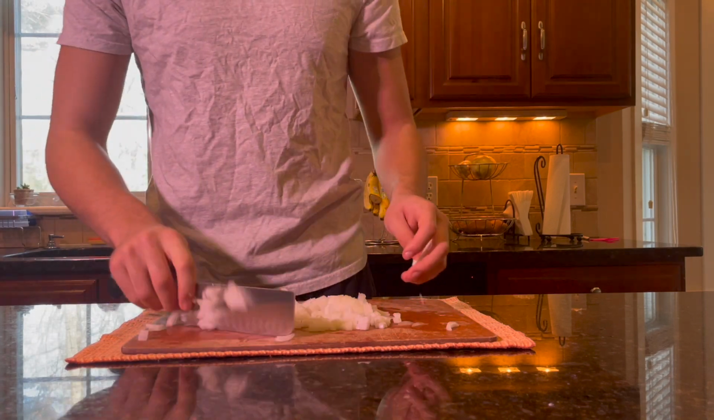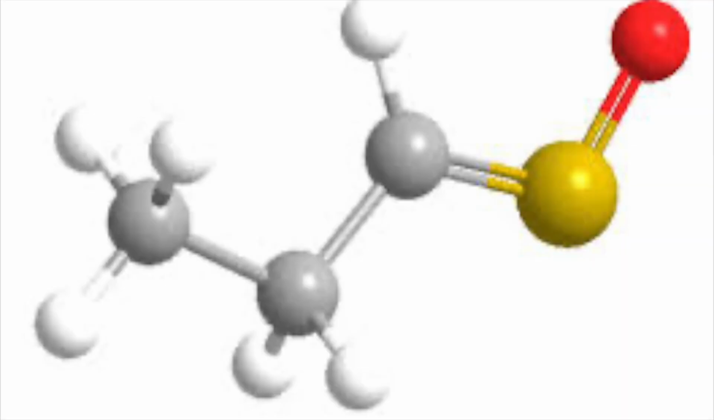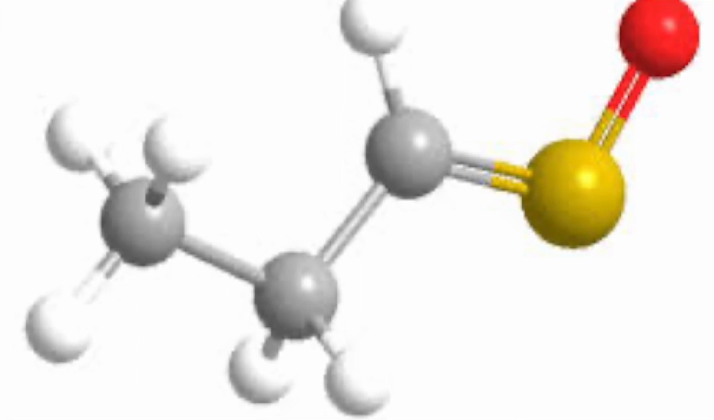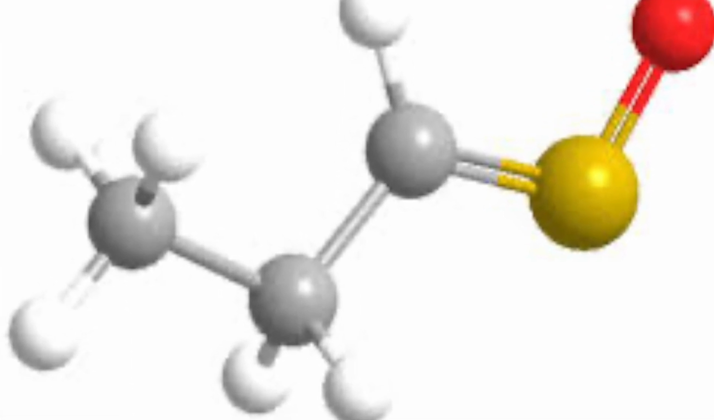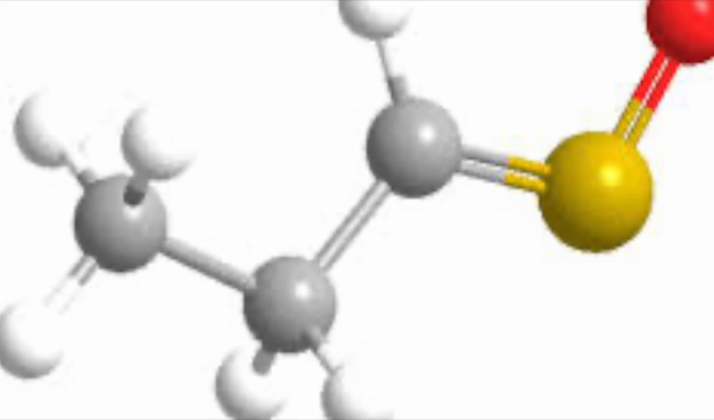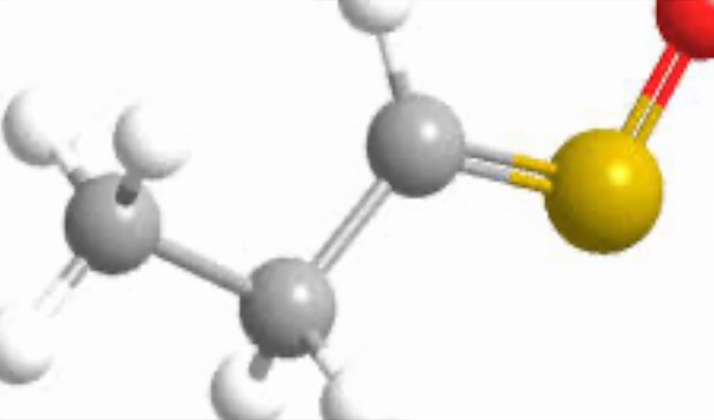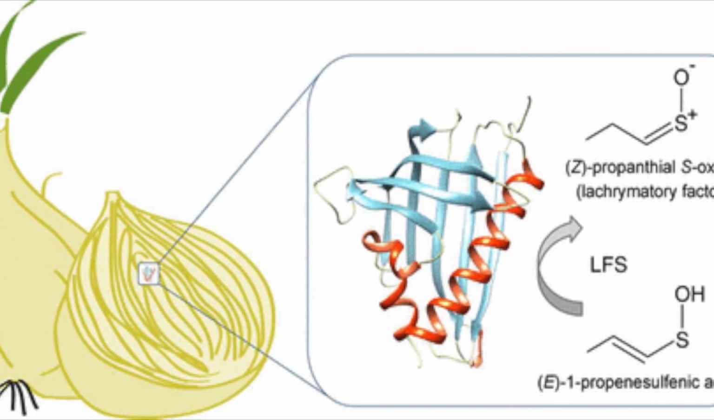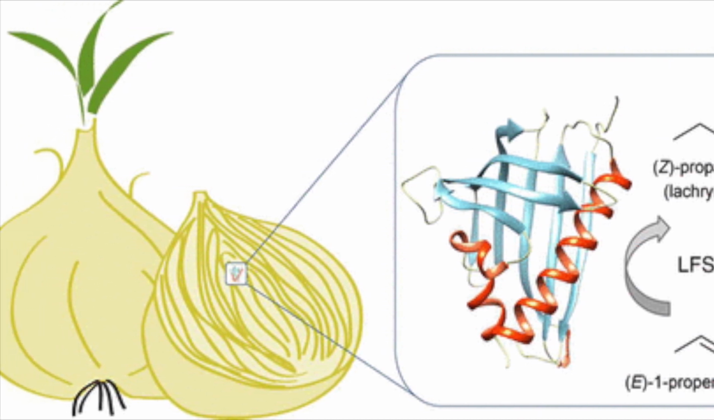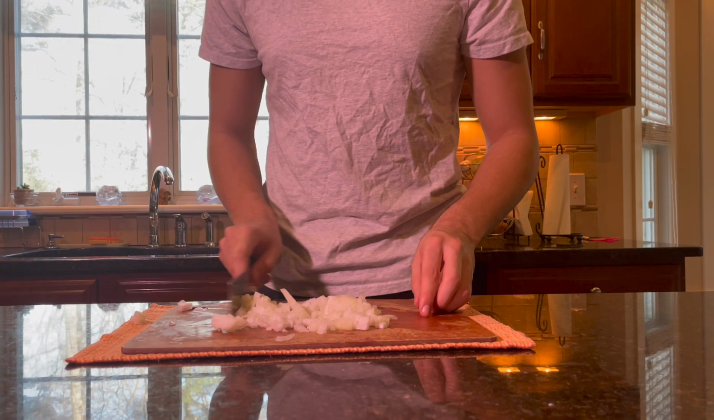The main instigator in this reaction with your eye is syn-propanethial-S-oxide, a covalent compound with a chemical formula of C3H6OS. This acidic compound is formed by the enzymes in the onion and irritates the nerve endings in your eye, causing you to tear up and make you look like you just cried.